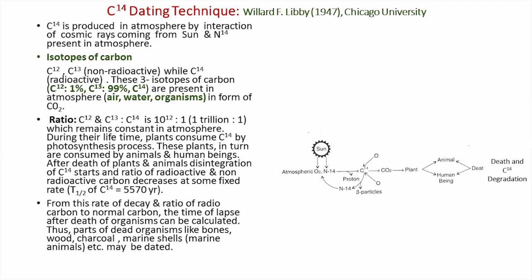Thus, we can say that the ratio of carbon 14 and carbon 13 to carbon 14 is 10 to the power 12 is to 1, that is 1 trillion to 1, which remains constant in atmosphere. During their lifetime, the plants or the vegetal cover consumes carbon-14 by the process of photosynthesis. These plants in turn are consumed by animals and human beings. After the death of plants and animals, the C14 starts disintegrating and the ratio of radioactive and non-radioactive carbon decreases at some fixed rate.